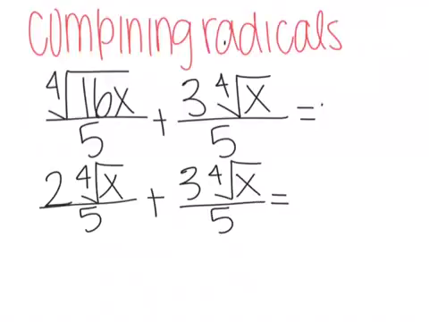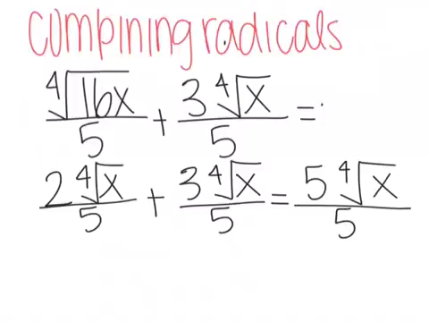And then combine like terms. So we say inside kids play with inside kids and outside kids play with outside kids. So combine the terms on the outside. So 2 and 3, just add those together, which is going to be 5. And then the inside kids would just be the 4th root of x, and that stays the same over 5. The 5's are going to cancel, so then we're just left with the 4th root of x.